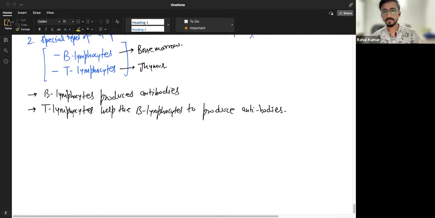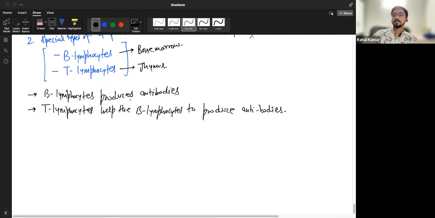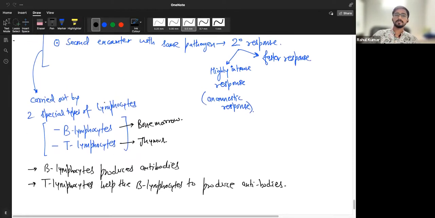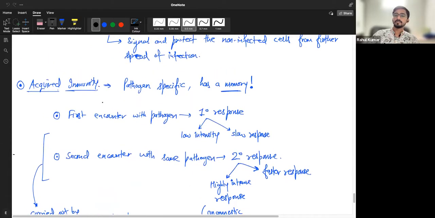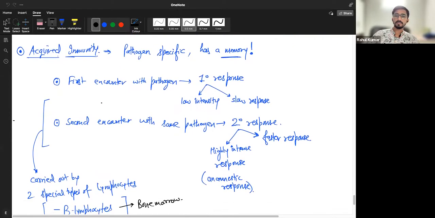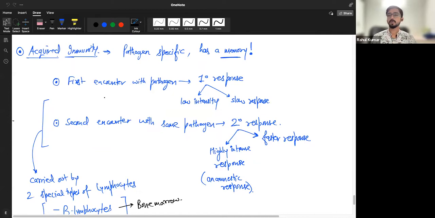Correct. So I think this is where we stopped in the last class, and I told you that in the next class we'll be doing antibodies and everything in detail. We have started acquired immunity, and the broader theme of acquired immunity is that it's pathogen specific and it has a memory.